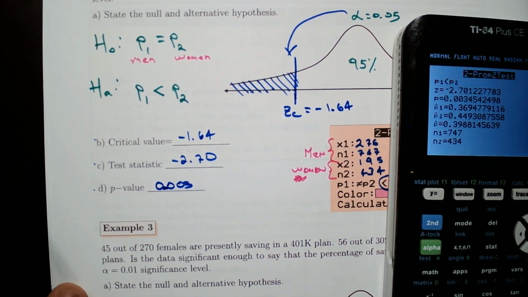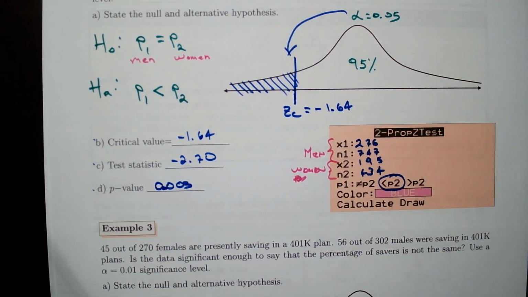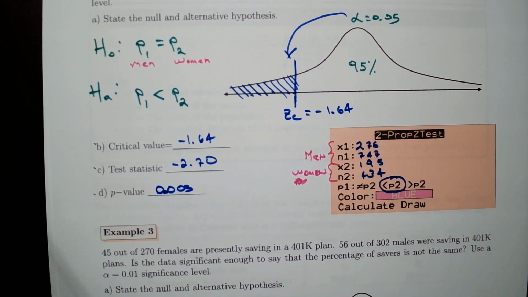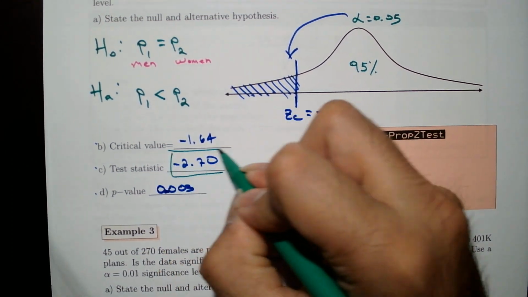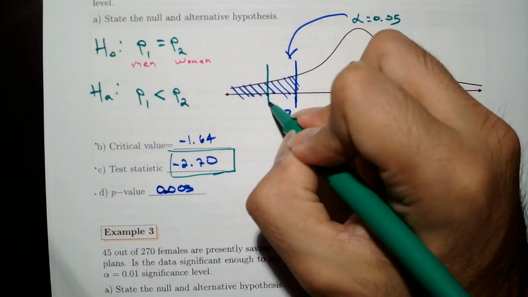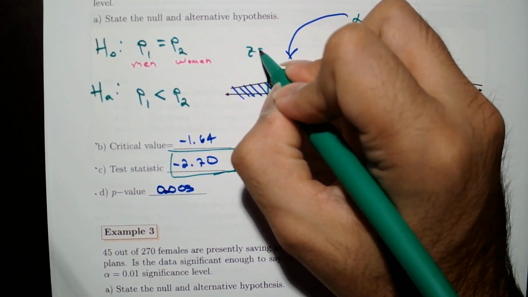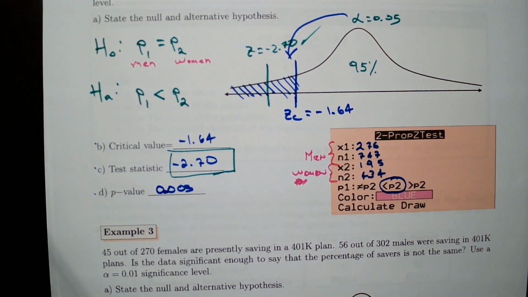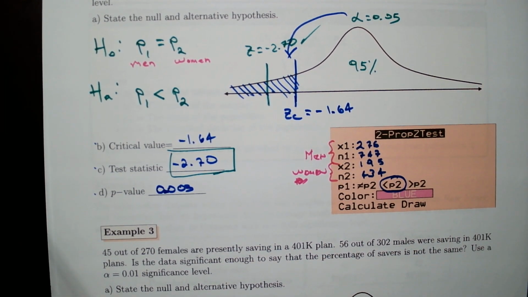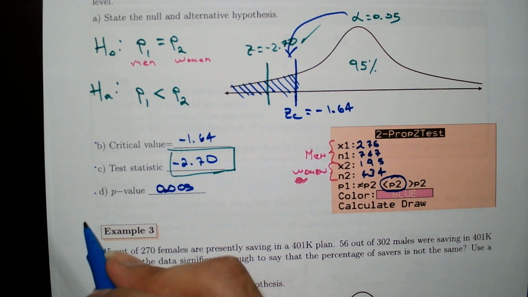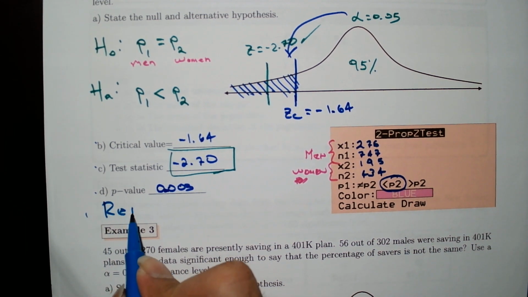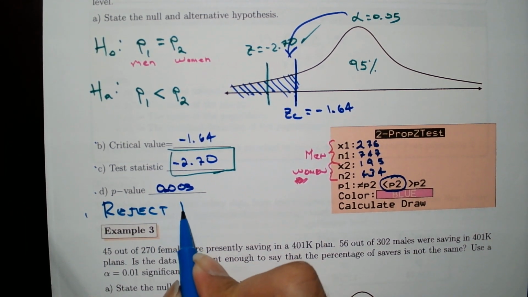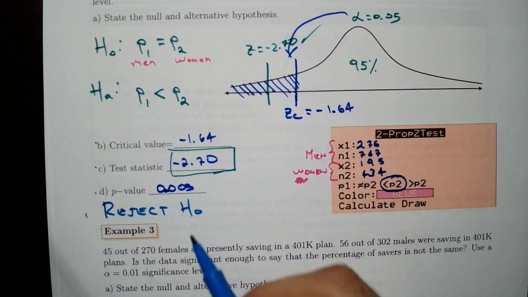All right. So let's put the stuff together. Negative 2.70, that's somewhere here. That means it falls in the shaded region. So this is going to lead us to conclude that we can reject the null hypothesis.